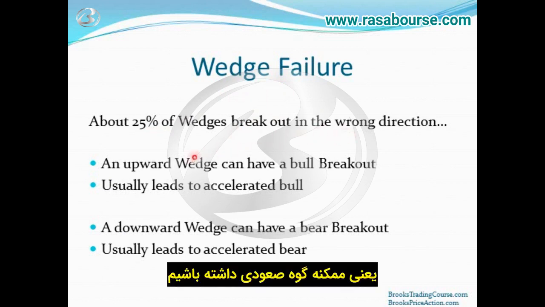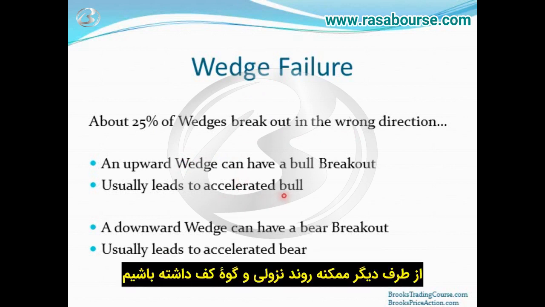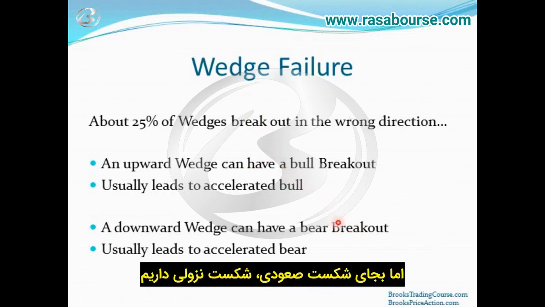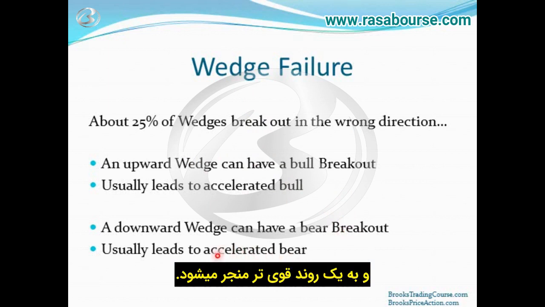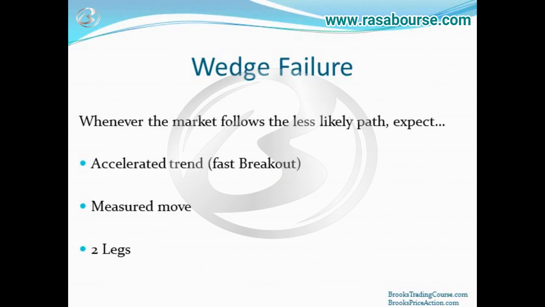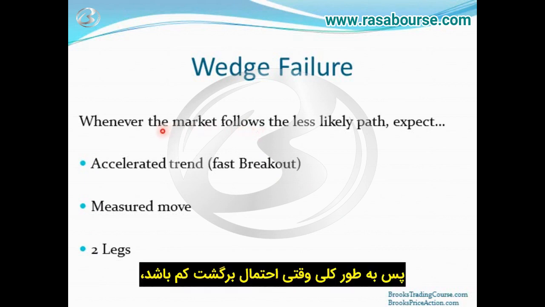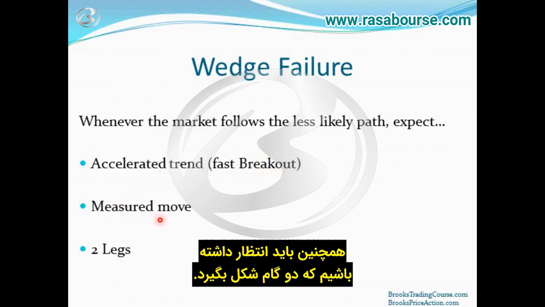So in other words, you can have a bull wedge and then a successful bull breakout leading to a new leg up and an accelerated bull trend. You can have a bear trend and then a wedge bottom, and instead of breaking to the upside, it can break to the downside and lead to an even stronger bear trend. In general, whenever the market follows the lower probability path, you should expect an accelerated trend, a fast breakout, a measured move, and 2 legs.